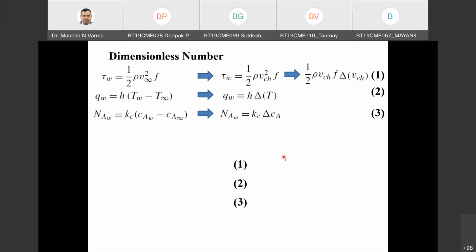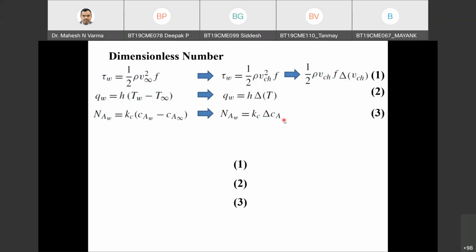So what we have done in molecular momentum flux hereafter. Now these three equations are similar. Why are these similar? Because all three are discussing interface flux. This is discussing interface flux in momentum transfer, this is discussing interface flux in heat transfer, and this is discussing interface flux in mass transfer. So these are similar. What is the next step?